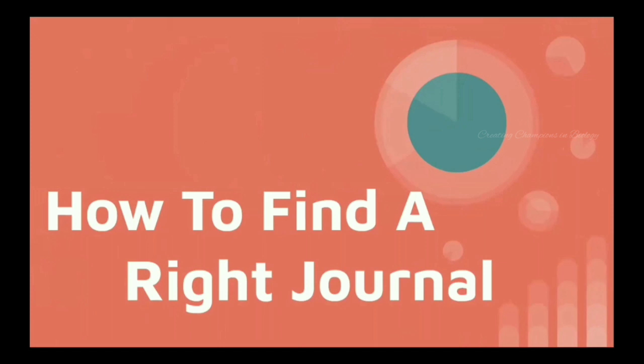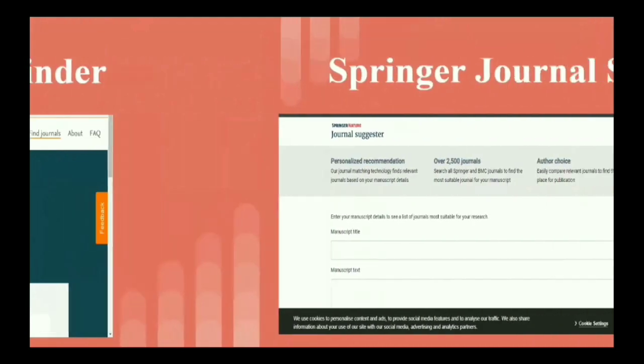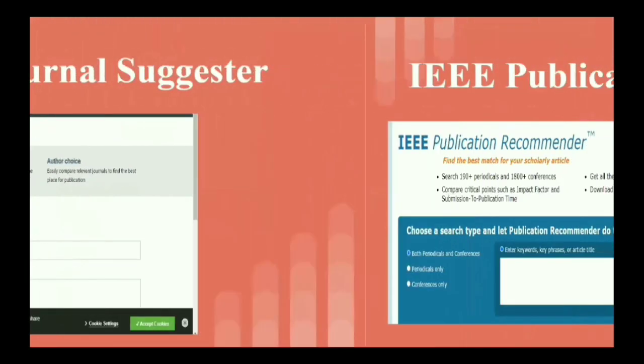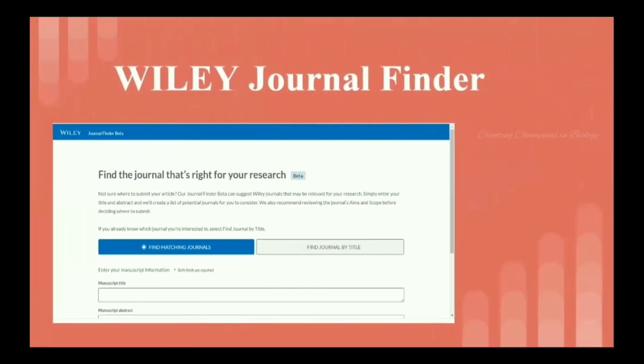In this video, I will help you find the right journal for your research work by using 4 tools. First one, Elsevier Journal Finder. Second one, Springer Journal Suggester. Third one, IEEE Publication Recommender. Fourth one, Wiley Journal Finder.